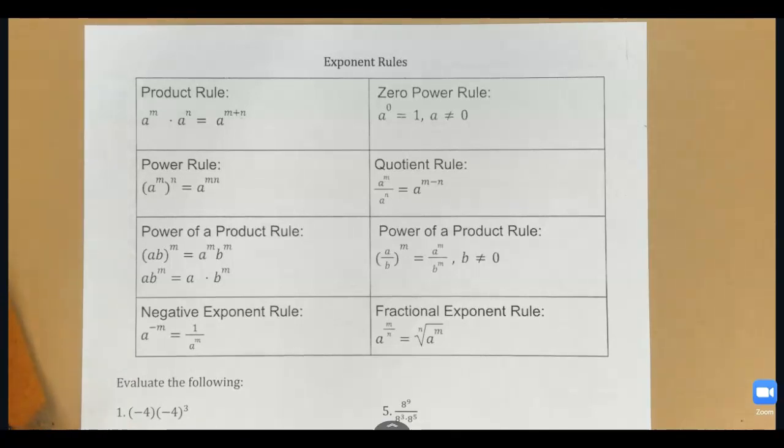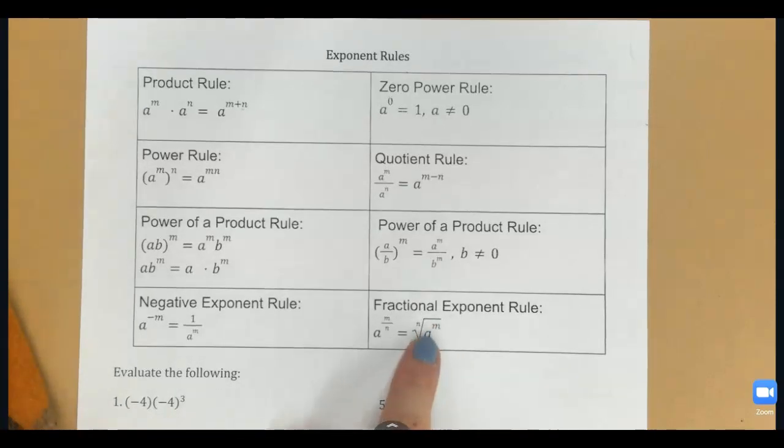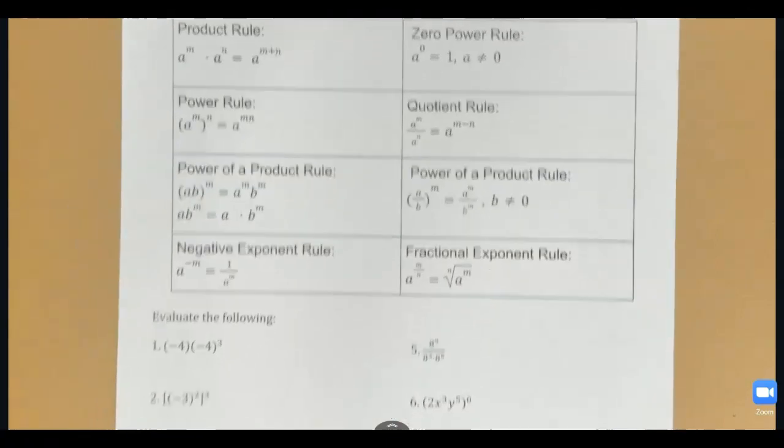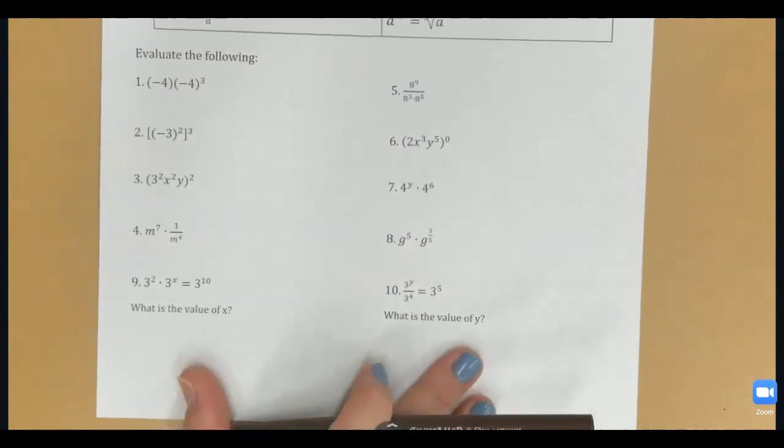Zero power, anything to the zero power is 1. Quotient rule, if I'm dividing like terms, I subtract their exponents. And our fractional exponent rule, this is one that's going to be new to us, and we're going to practice it on the back. So using those rules, we have a couple problems to evaluate.